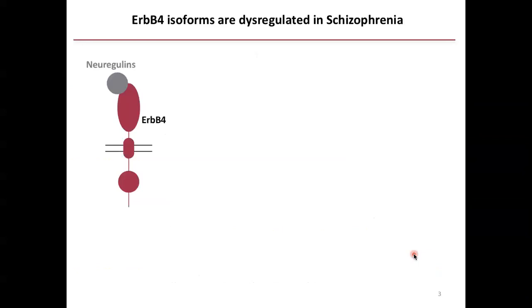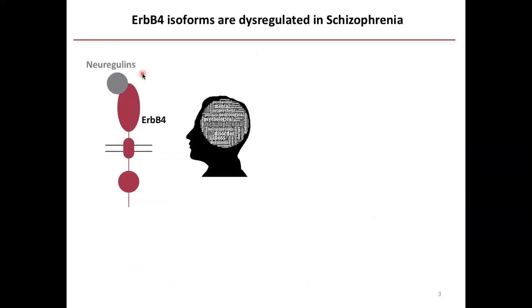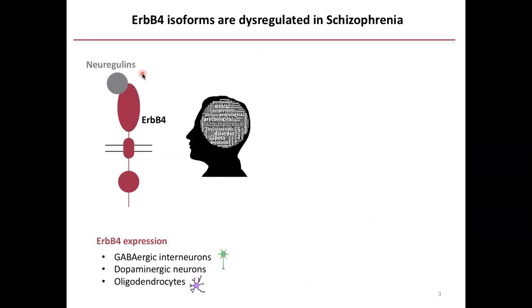ErbB4 is a receptor tyrosine kinase of the ErbB family. It is activated by EGF-like ligands, which in the brain mainly consists of the neurotrophic factors neuregulins. The neuregulin ErbB4 signaling pathway has been implicated in neurodevelopment and neuroplasticity, both in the peripheral and central nervous system. Importantly, both neuregulin and ErbB4 are at-risk genes for schizophrenia, a neurodevelopmental psychiatric disorder. My presentation will focus on the receptor ErbB4.